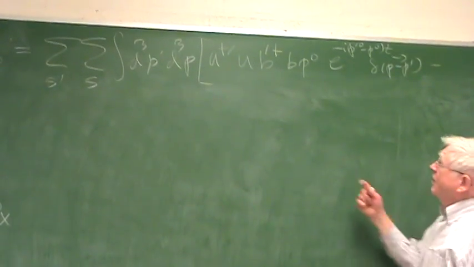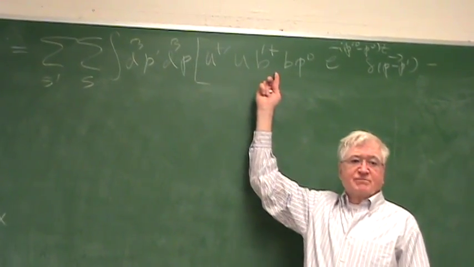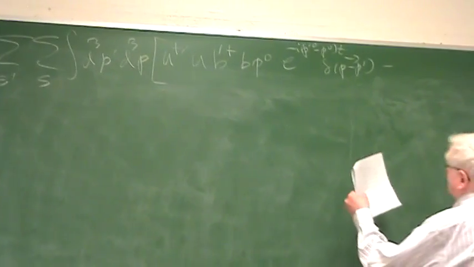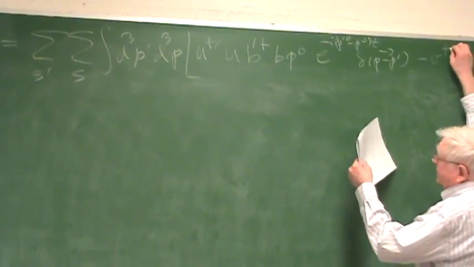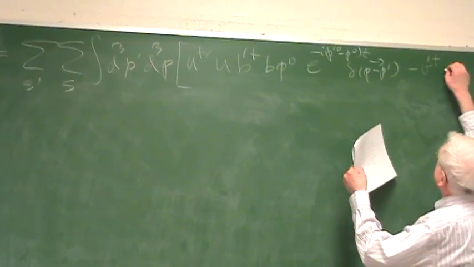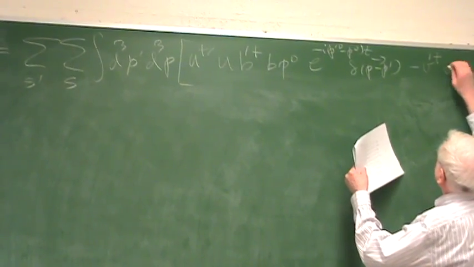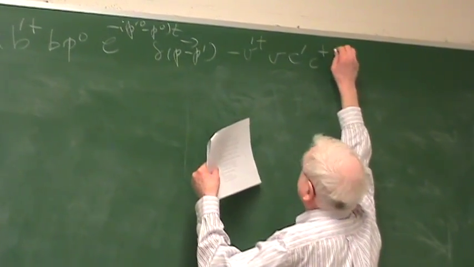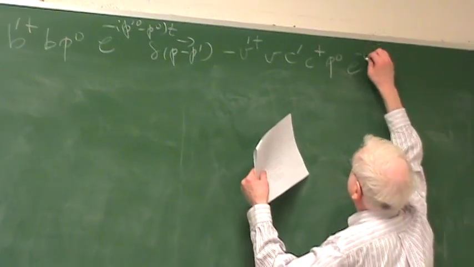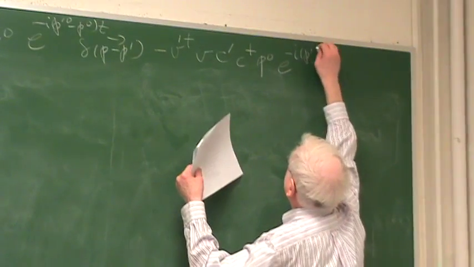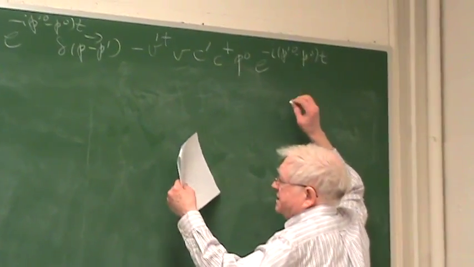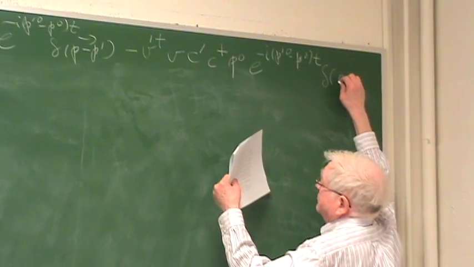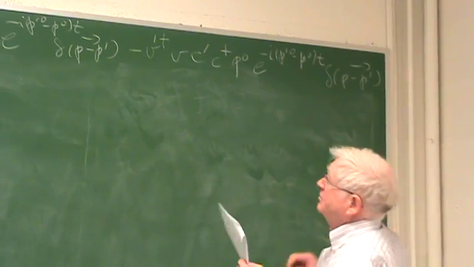The next term, and when I'm doing prime, I mean p prime s prime, no prime ps. Okay, just so we don't have to use so much chalk. Then it's b dagger, b prime dagger, v, c prime, c dagger, p zero, e to the minus i (p prime zero minus p zero) t. t is the same thing as x zero. But now it's delta of p minus p prime. Well, that's what it was before.